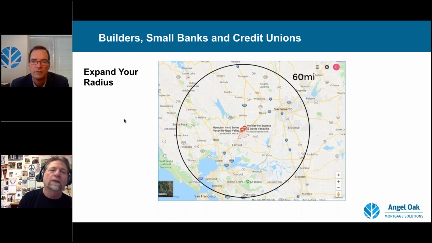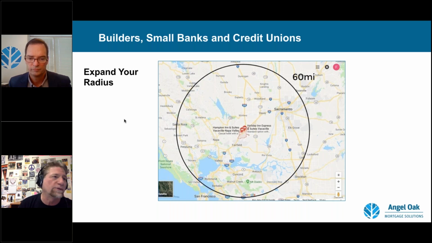The reason that we're so narrow and local in our local business is because people want to work with somebody locally, right? But when we're working with non-QM products and bringing something to the table that they might not be getting locally, especially with builders and small banks and credit unions, we can expand our radius. So maybe expand out to 60 miles. That's what I drew a circle here. You can see I'm in the red spot right in the middle, but there are multiple cities around me. If I expand my reach, I can dig up some builders and some small banks and credit unions and call on these people to see if I might be able to get their non-QM business.